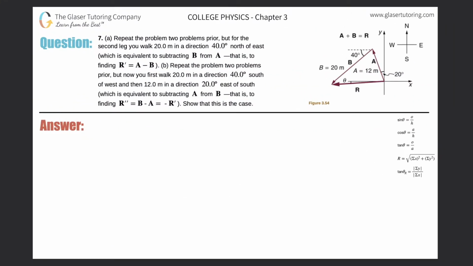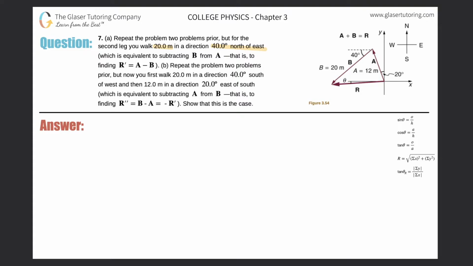Number 7, letter A. Repeat the problem 2 problems prior, but for the second leg, you walk 20 meters in a direction of 40 degrees north of east. Just to give you a little context, this is talking about number 5.